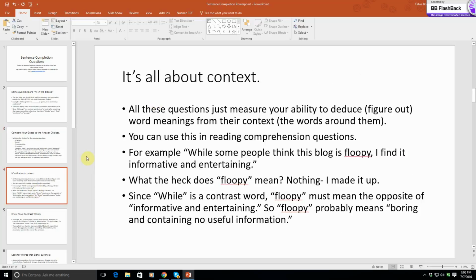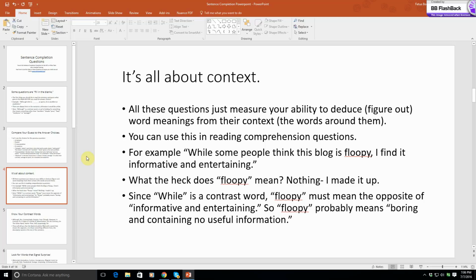This thing is all about context. All of these questions basically just measure your ability to deduce, that is, figure out word meanings from their context. Context means the words around the words or around the blank in these questions. You can also use this in reading comprehension questions. They might ask you something like, in line 3 of this passage you have read, the word sesquipedalian most nearly means, and you can figure it out probably.